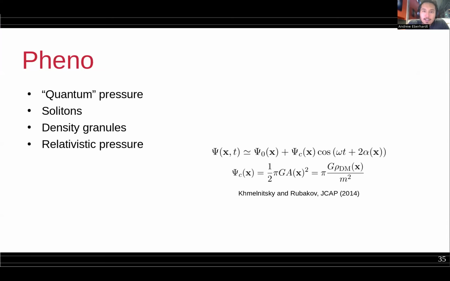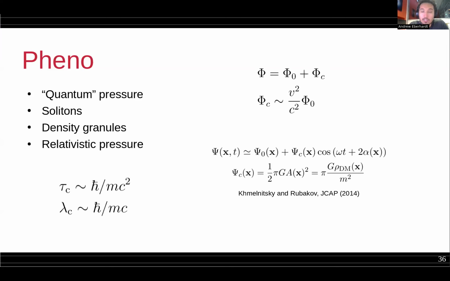Now, the last phenomenon I'm going to talk about is relativistic pressure. If I no longer consider my Schrodinger field, but bump it up to a relativistic Klein-Gordon field, then the fact that the Klein-Gordon field oscillates at its Compton frequency, the frequency associated with its mass, creates an oscillating potential that goes on the Compton time scale, as opposed to the de Broglie time scale, which is the slowly varying Newtonian potential that we're used to.